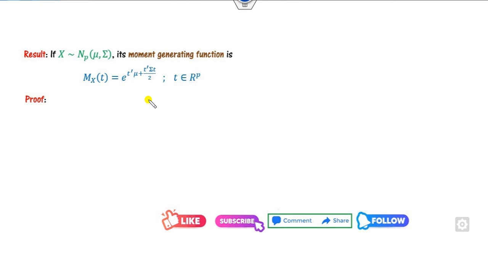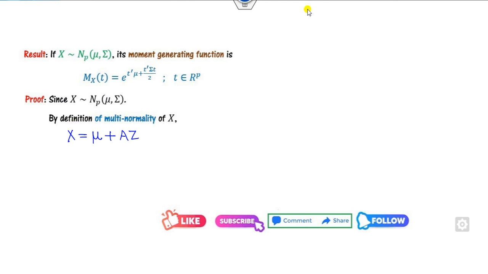Now based on this property, I can start with the moment generating function of X. What is given to you? It is given that x follows the multivariate normal distribution. What does it mean? What is the definition of the multivariate normal distribution? X follows mu plus A Z, where this Z follows the multivariate normal distribution with the parameters 0 and I, and they are independent. What is the property of this A?